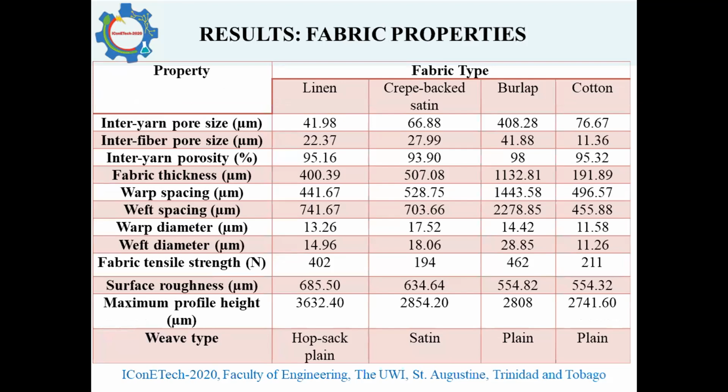This is a table showing my results, in which I listed the properties in order of importance for filtration, where inter-yarn pore size would be most important, followed by the interfiber pore size and the porosity, fabric thickness, all the way down to the weave type, since the weave type is also important and affects filtration, depending on how tightly woven the fabric is.